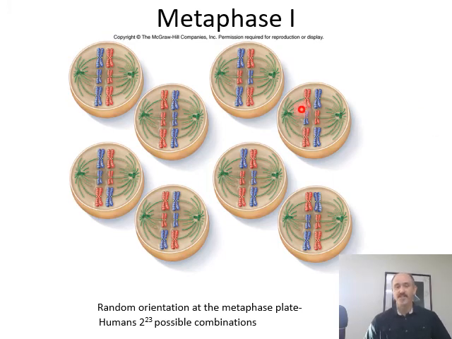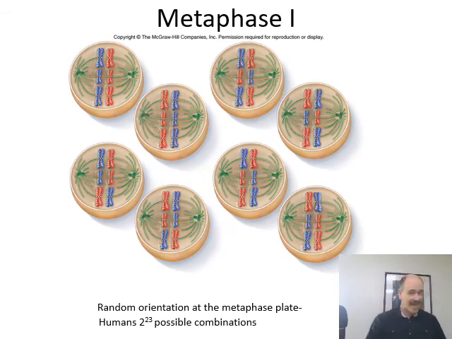So for this cell, the diploid number is 1, 2, 3, 4, 5, 6. So the haploid number is 3. So 2 to the third is how many possible combinations there are, and that's 8. And you can see here there are 8 different ways these chromosomes could line up. I'll let you look at that and study that.